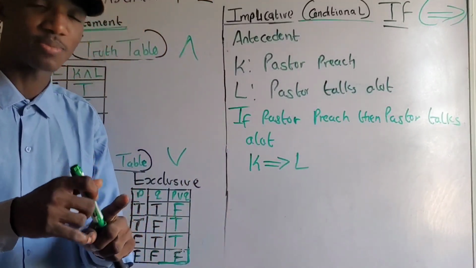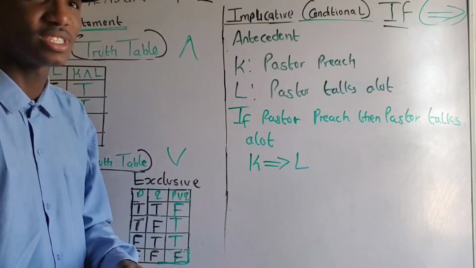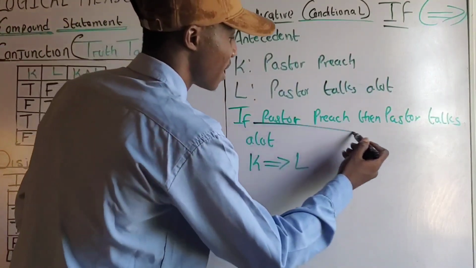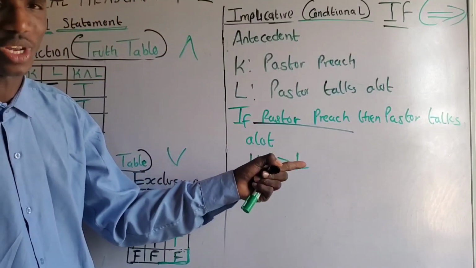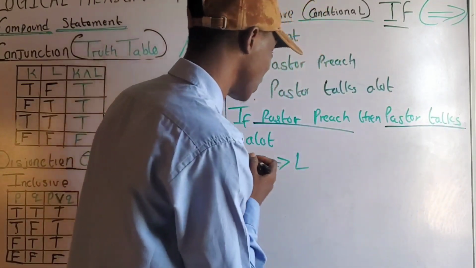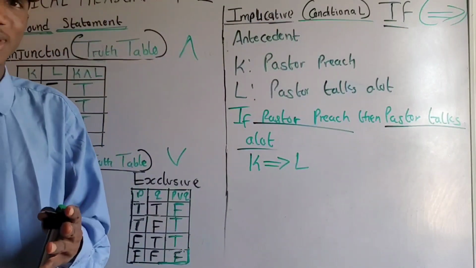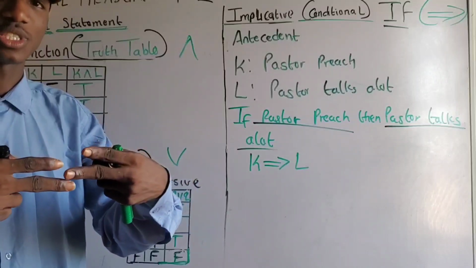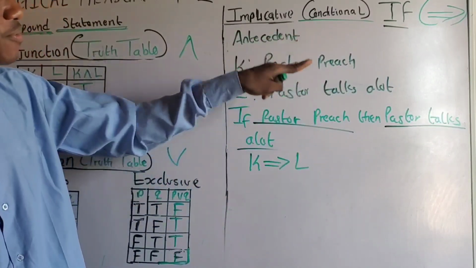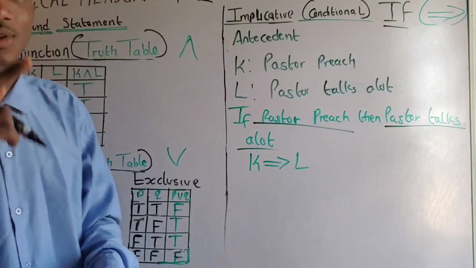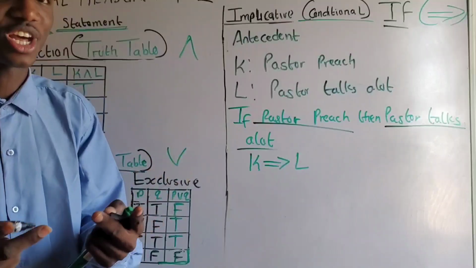Now, I want to explain what I was talking about the other time, which is the antecedent. The antecedent of this statement is pastor preach, and the reason is because pastor talks a lot depends on pastor preach. You understand? So pastor talks a lot is known as the consequent. In a compound statement, two simple statements are joined together. We have two statements here, pastor preach and pastor talk a lot. The first statement, pastor preach, is connected by a connective known as if. And because it is if, that kind of statement is called a conditional statement.